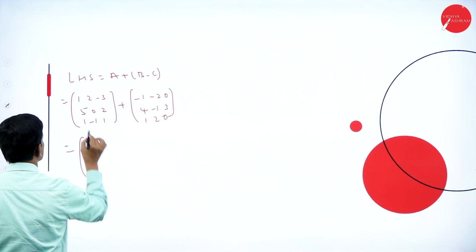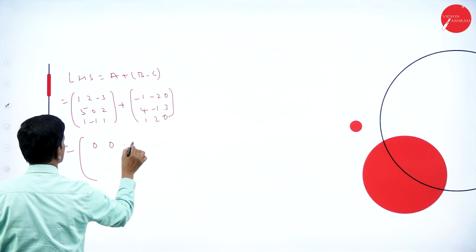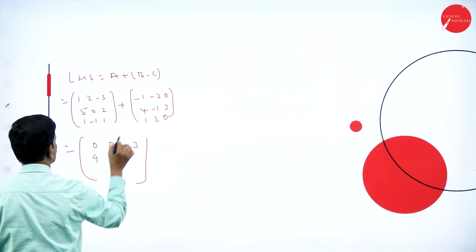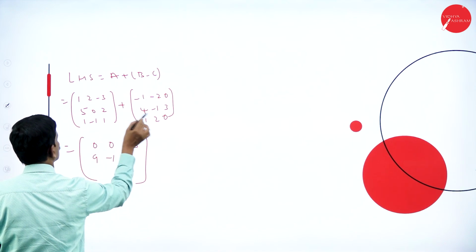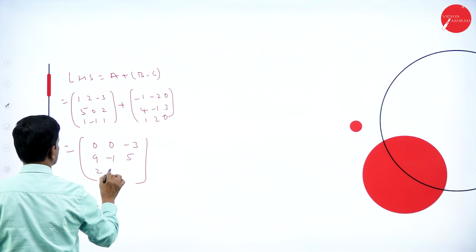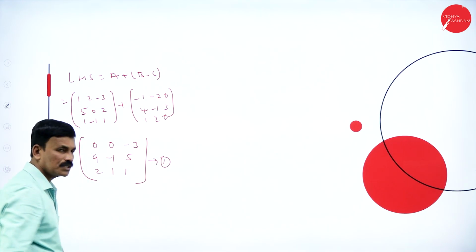Simplify this. So, 1 minus 1 is 0, 2 minus 2 is also 0, minus 3 minus 0 is minus 3. 5 plus 4 is 9, 0 minus 1 is minus 1, 2 plus 3 is 5. 1 plus 1 is 2, minus 1 plus 2 is plus 1, 1 plus 0 is 1. Let us represent this as equation number 1.